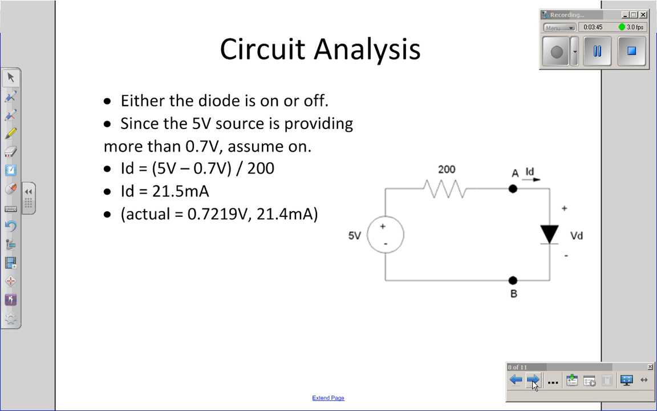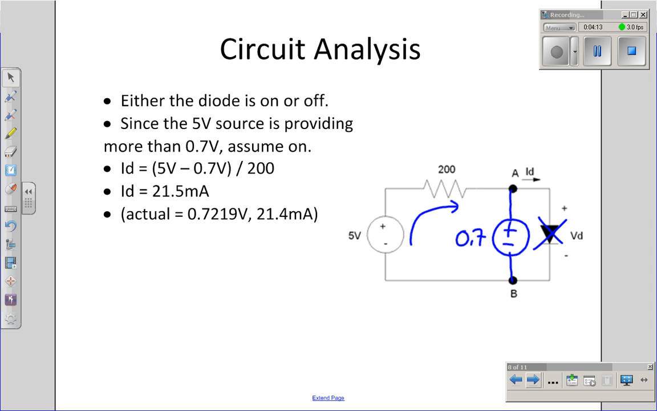Now let's use that model to find the current and voltage through the diode. With that model, I would first look at the circuit and say, is the current positive or not? Do I have at least 0.7 volts to turn on the diode? Well, I've got a 5-volt source trying to push current through the diode. That's more than 0.7 volts, so yes, the diode will be turned on. Now let's replace the diode with this on model. The on model for the diode is 0.7 volts.